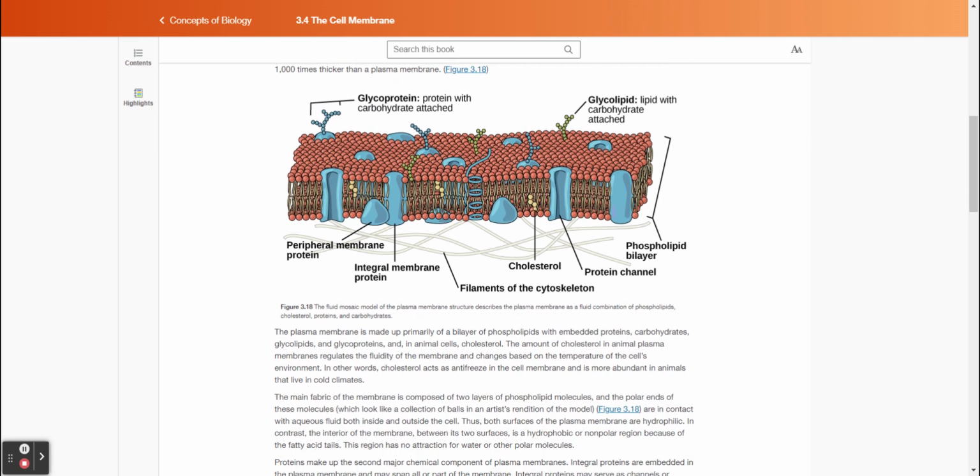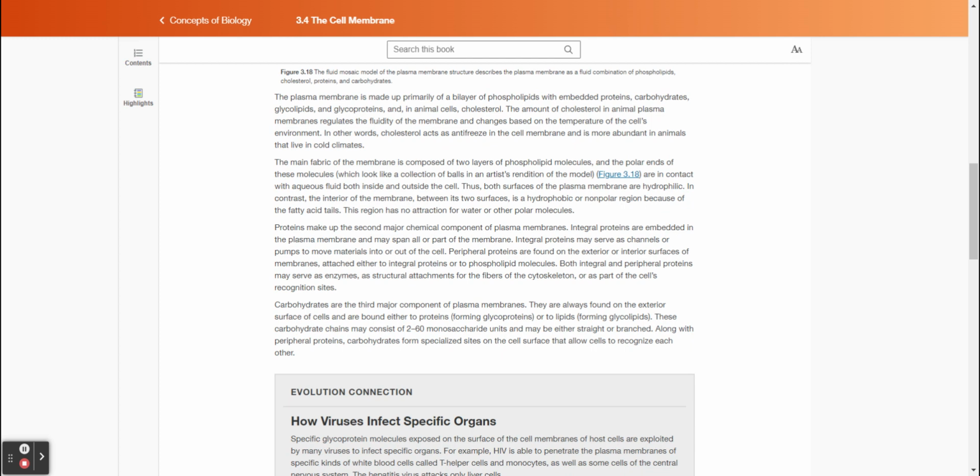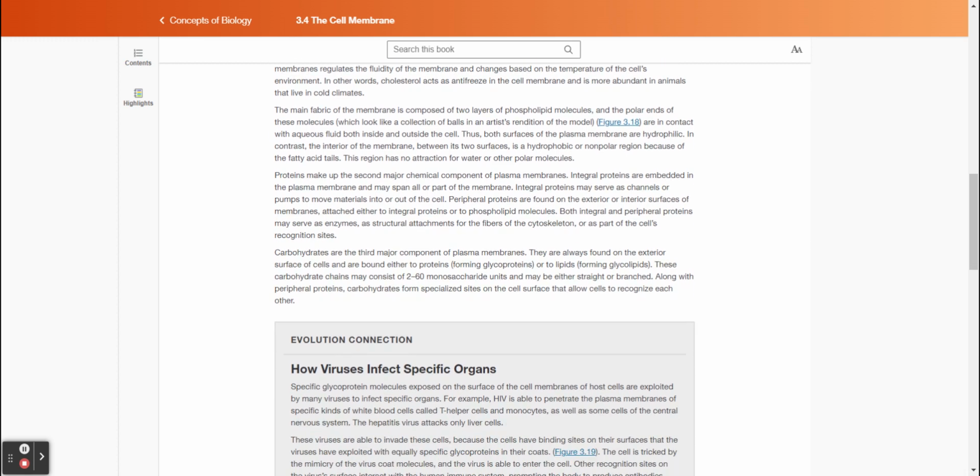Figure 3.18. The fluid mosaic model of the plasma membrane structure describes the plasma membrane as a fluid combination of phospholipids, cholesterol, proteins, and carbohydrates. The plasma membrane is made up primarily of a bilayer of phospholipids with embedded proteins, carbohydrates, glycolipids, and glycoproteins, and in animal cells, cholesterol. The amount of cholesterol in animal plasma membranes regulates the fluidity of the membrane and changes based on the temperature of the cell's environment. In other words, cholesterol acts as antifreeze in the cell membrane and is more abundant in animals that live in cold climates.